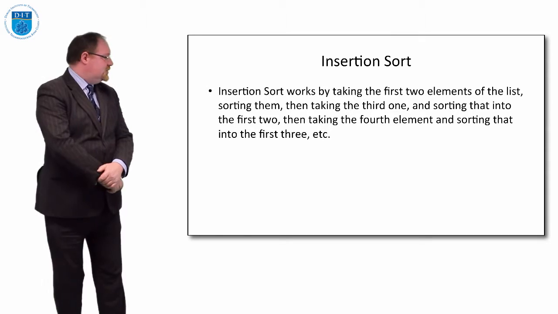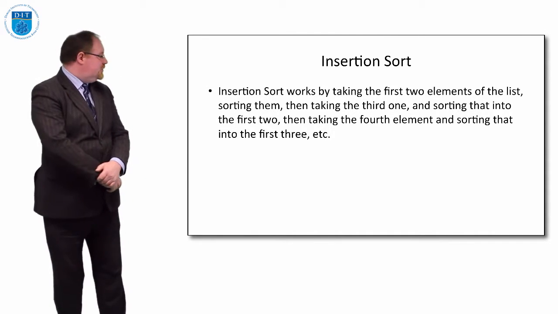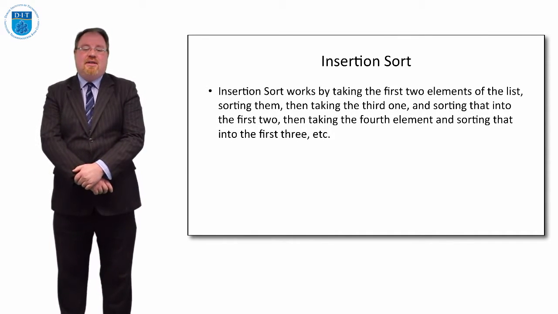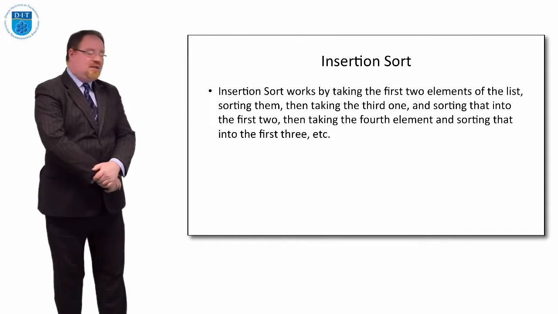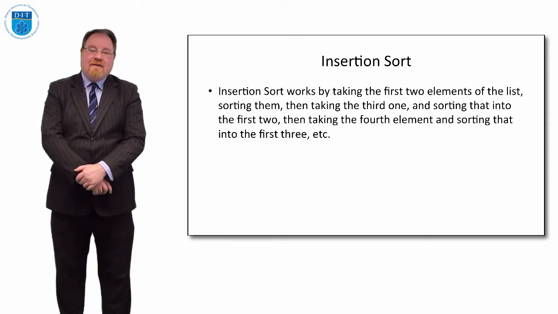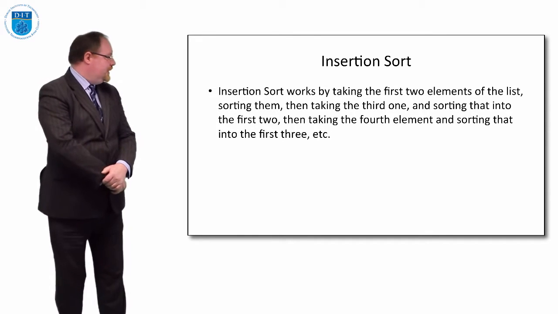So in plain English, insertion sort works as follows. You take the first two elements of the list and you sort them. Then you take the third one and sort that into the first two. Then you take the fourth one and sort that into the first three, and so on.